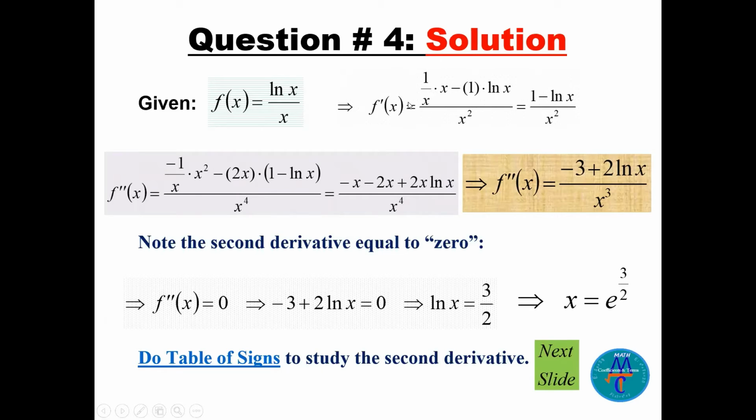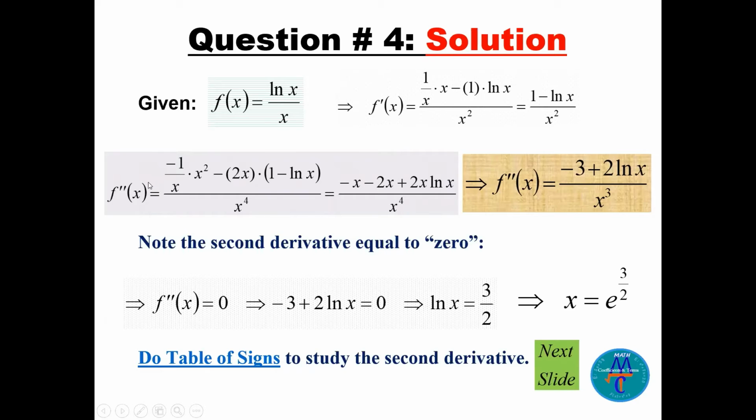Here we see we can use the quotient rule, u prime v minus v prime u divided by v squared. The derivative of ln of x, 1 over x, times the x, minus the derivative of the x, which will be 1 times ln of x. This will be 1 minus ln of x divided by x squared.